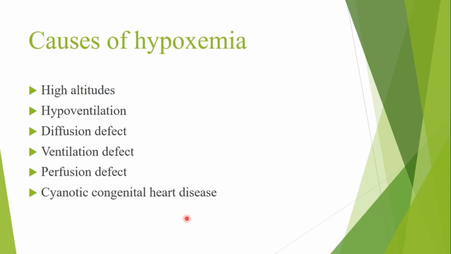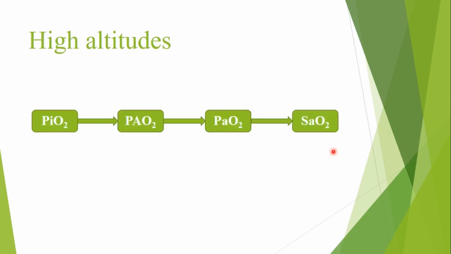So now let's discuss the causes of hypoxemia, and these causes include high altitudes, hypoventilation, diffusion defect, ventilation defect, perfusion defect, and cyanotic congenital heart disease. And in the remainder of this video, I'm going to discuss all these causes. So first, high altitudes, and in high altitudes, the partial pressure of inspired oxygen is reduced, and as a result, the PAO2 and the PaO2 are going to be reduced as well.